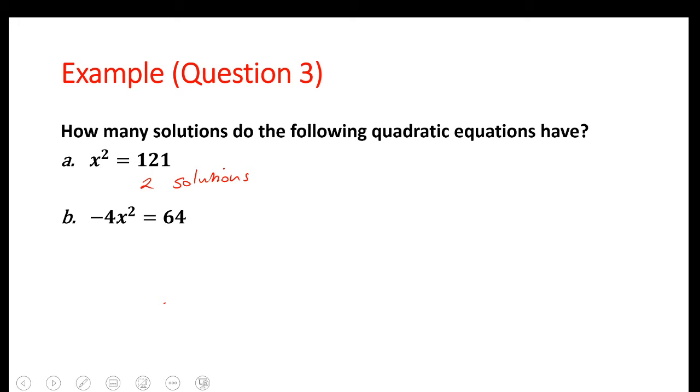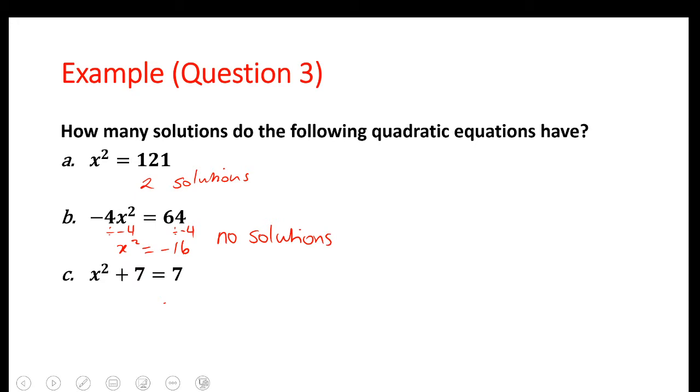Okay, minus 4, x squared is equal to 64. Well, the first thing that we would do is divide both sides by negative 4. Divide by negative 4. And then x squared is equal to, well, 64 divided by negative 4 is equal to negative 16. X squared is equal to negative 16. Well, I can't have the square root of a negative, so there are no solutions.